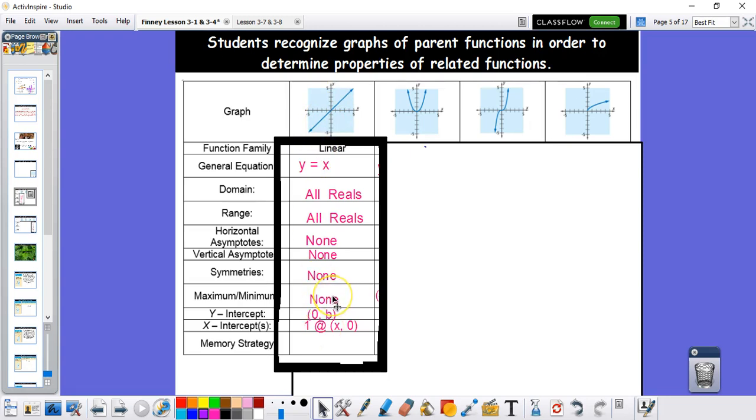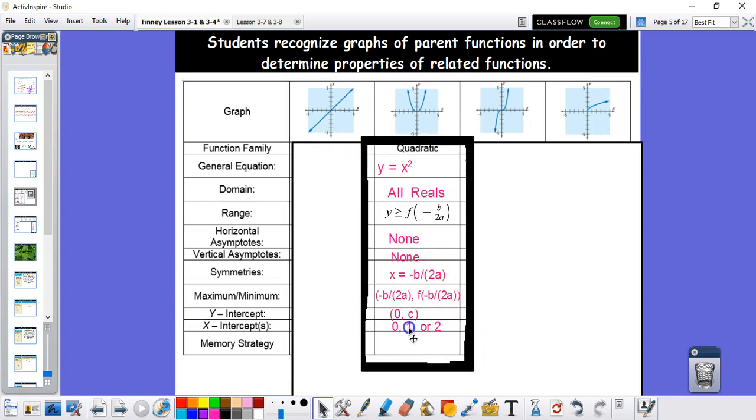Does it have a maximum or minimum? No. The y-intercept is always at (0, b). In this case it's 0, because it intersects with the origin. And it always has one x-intercept.